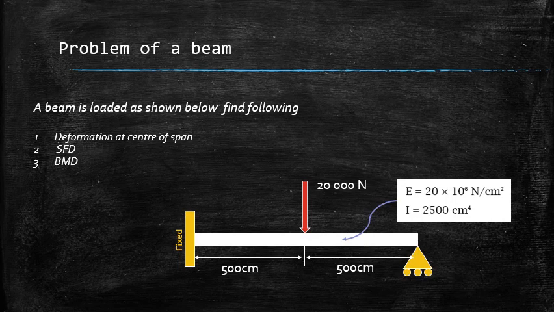We have seen finite element formulation of beam, and I assume that we are having basic knowledge of how to assemble global stiffness matrix, how to assemble global load vector, what is meant by global nodal displacement vector, and related terms. Now we will solve a problem of beam. This is the problem given, you can see here.